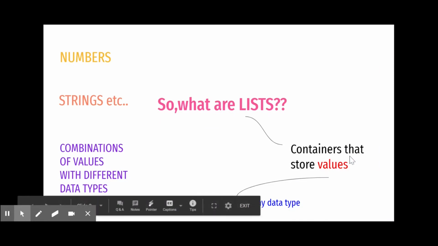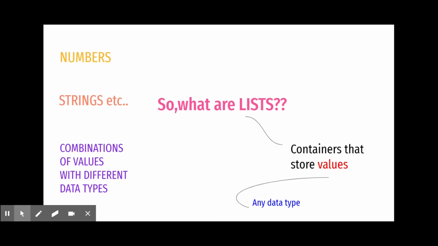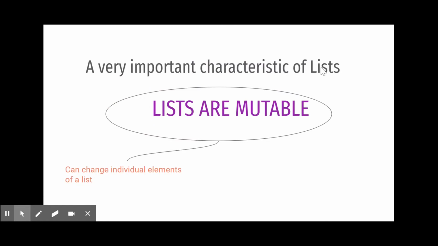Lists are containers that store values. Now these values can be of any data type. You can have numbers, you can have strings. Sometimes in your list you can even have combinations of values which are of different data types. For example, I can have a list which has strings, it can even have numbers, it can even have float, etc. Now a very important characteristic of lists is that lists are mutable.